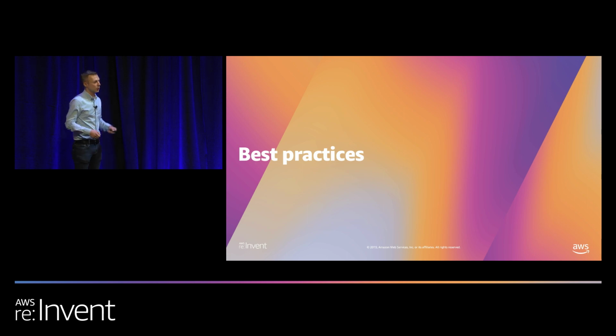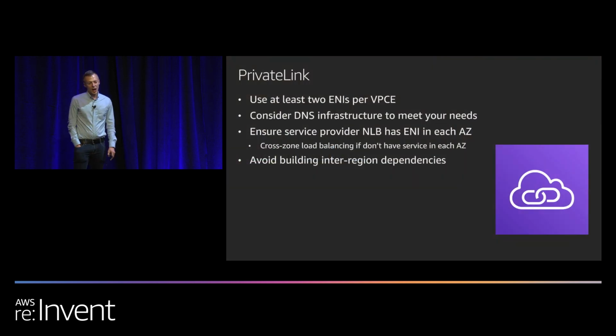Now I'll get into a few quick best practices. On PrivateLink, you want to use at least 2 ENIs per VPC. You could use more. You can do up to 1 ENI per availability zone. So definitely do at least 2. It's easy to set that up and do that. Consider your DNS infrastructure. We've talked through a few different ways you can build out your infrastructure and have your routing and set up your resiliency.